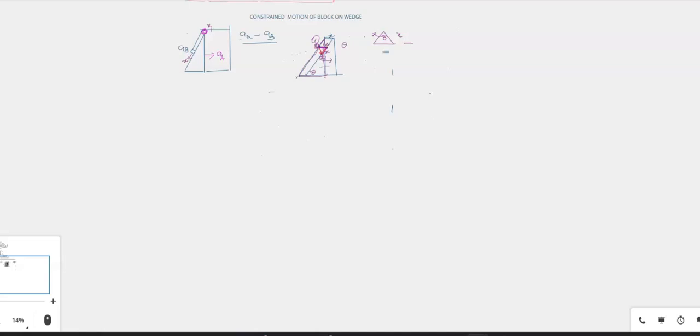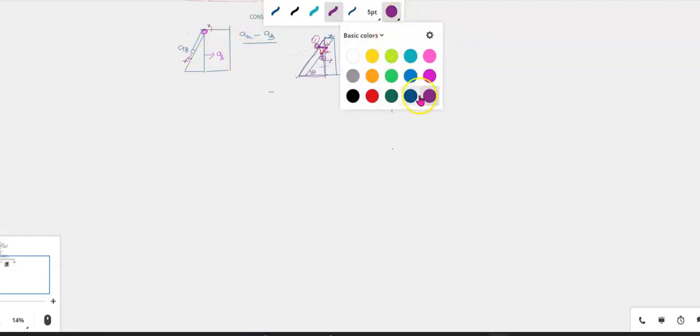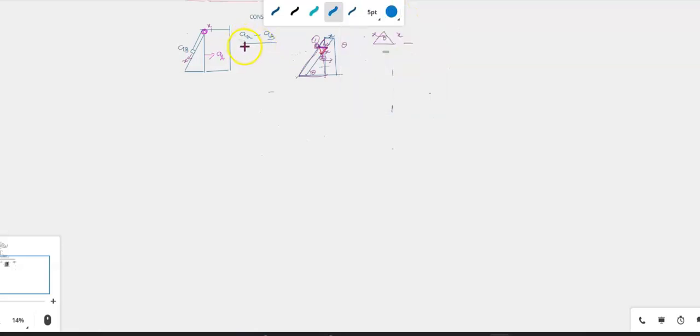So I'll discuss the problem. So here the problem is there is a block on a wedge. The block is tied to a rope, and then the rope is fixed to the wall. Now the question is, if the wedge is accelerating with acceleration A, what is the acceleration of the block?